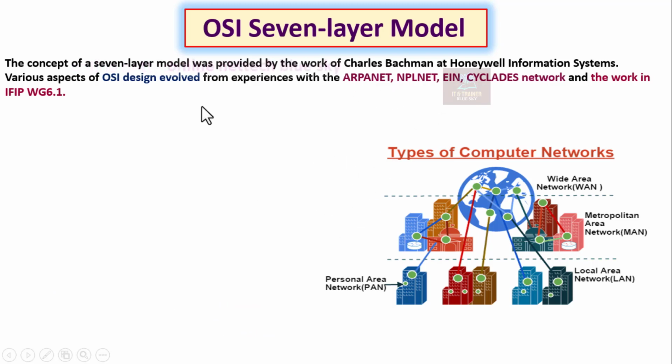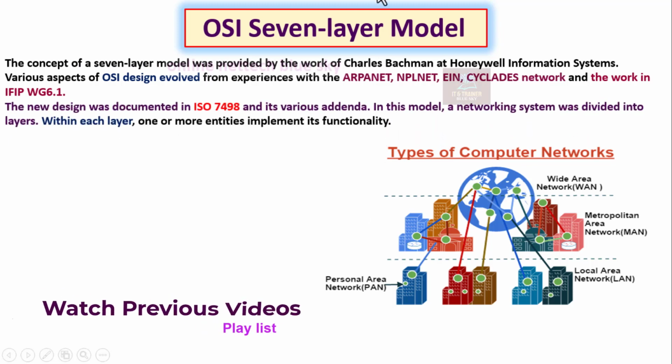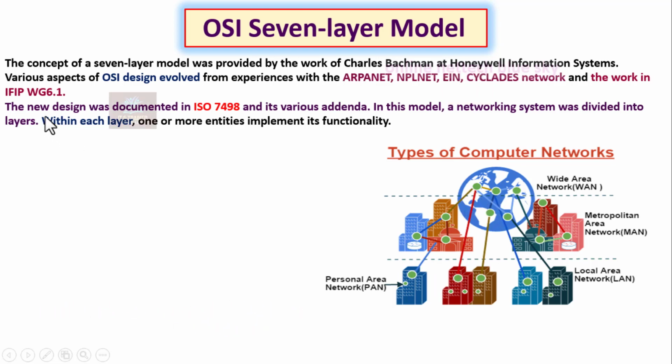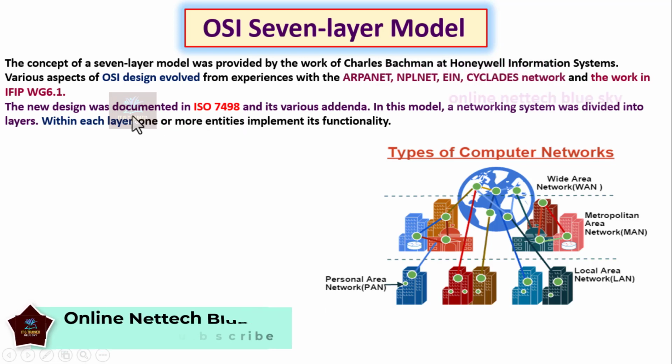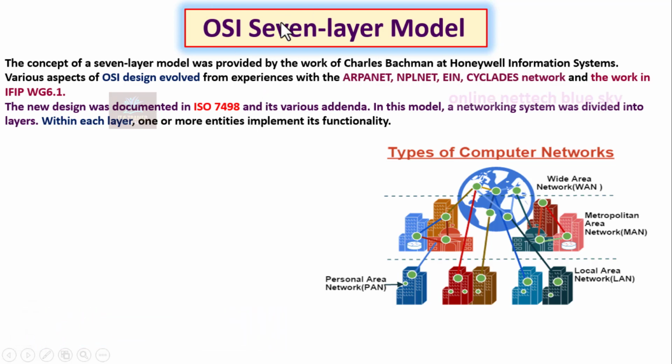It is very important for everything related to operating systems, because OSI is the basis, and without OSI you cannot transfer your data, communicate, or exchange traveling data. The new design document is ISO 7498. It is a new document created with its various addenda. Okay, so this is OSI version 2.